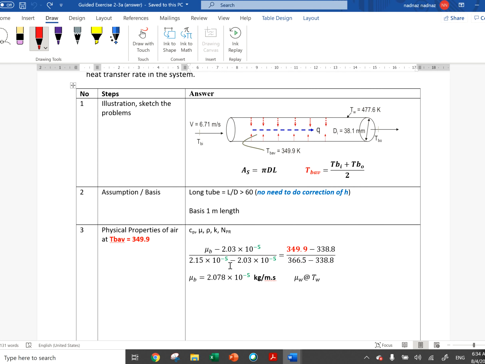Okay, so this is the first one which I have shown. So here the physical properties that you need is at 349.9. So you should look these properties up from the table. So what are the tables required? I will just show you in a short while.